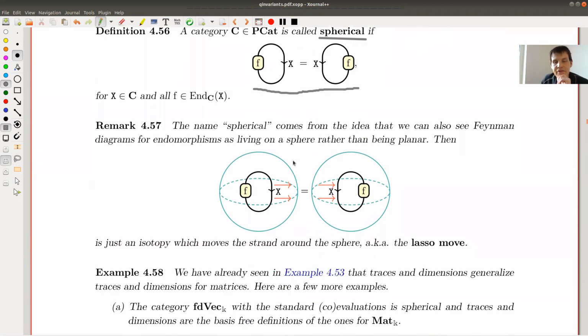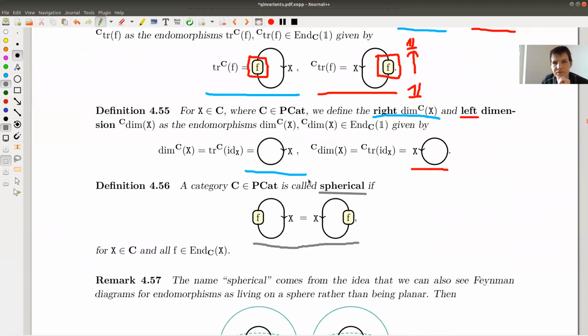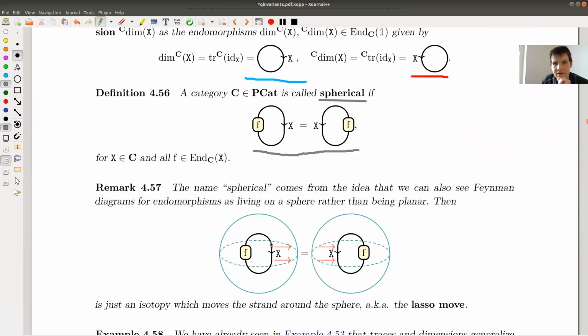And the reason why it's called spherical is, yeah. So here we had planar isotopies. So isotopies in a plane. And if you're in a plane, you can't do this move. You just can't pull this string and pull it all the way around because it's a plane. But on a sphere, you can do this. You can take this string and pull it all the way around the sphere, right? And you end up with the other one. And this equality here is just saying that actually your diagrams secretly live on a sphere. So a spherical category is nothing else than the pivotal category where diagrams live on a sphere. That's what it is.